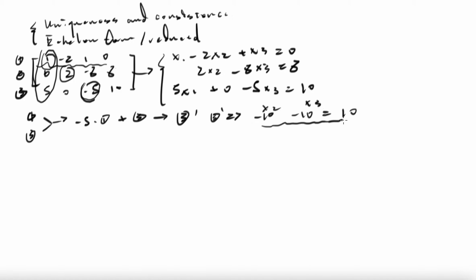Now we get a new equation here, and let's plug this equation back into the matrix, and the matrix now will be 1, -2, 0.